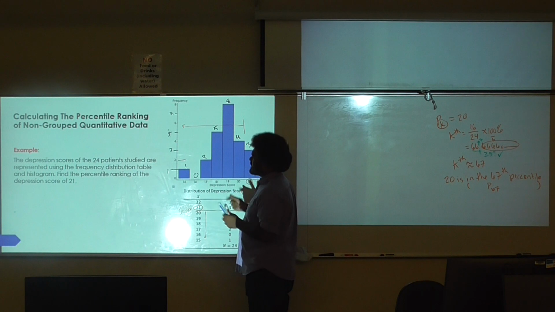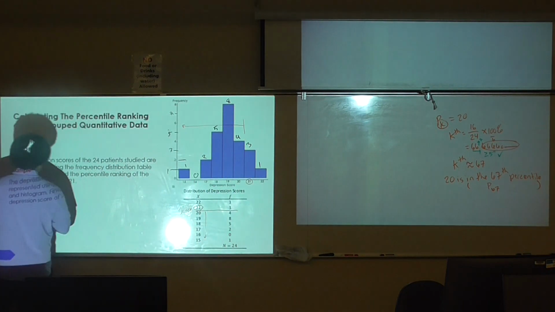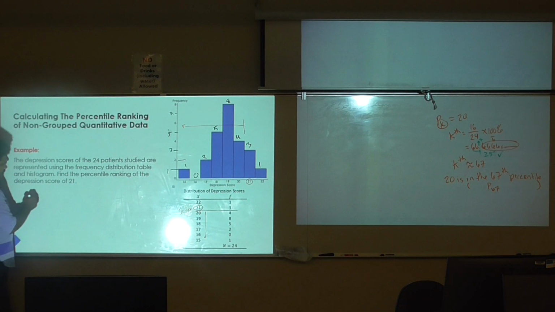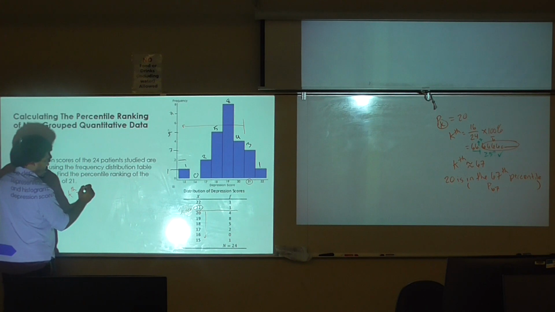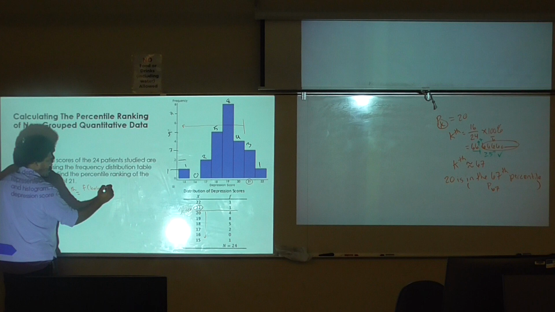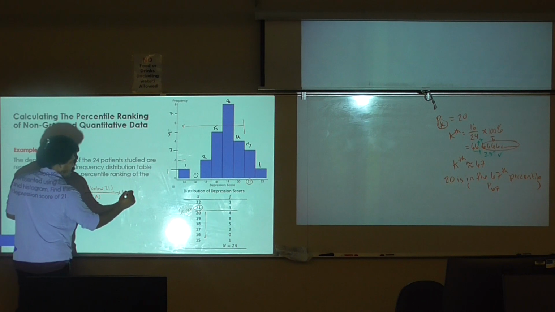So now, how do we get the answer to this? Well, we're doing the same thing. I want to find out the frequency of those below 21. So I'm trying to find the P_k that corresponds with 21. The kth percentile is found by finding the frequencies of all those below 21, and then we divide it by n, and then times by 100.